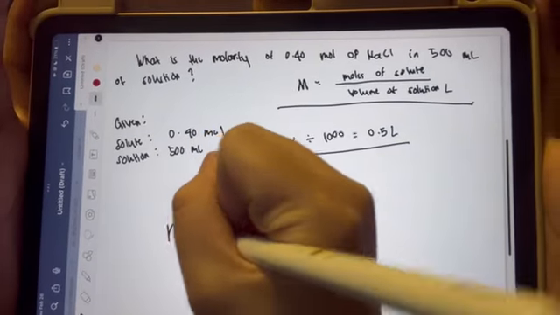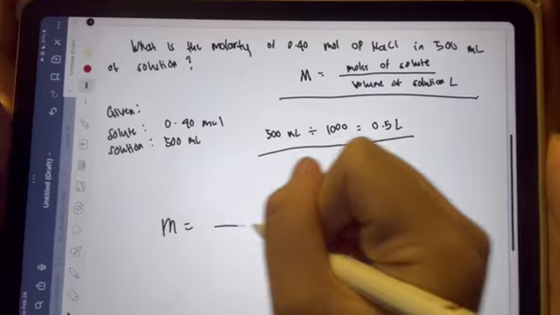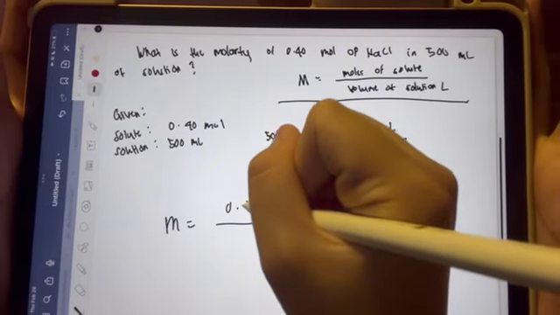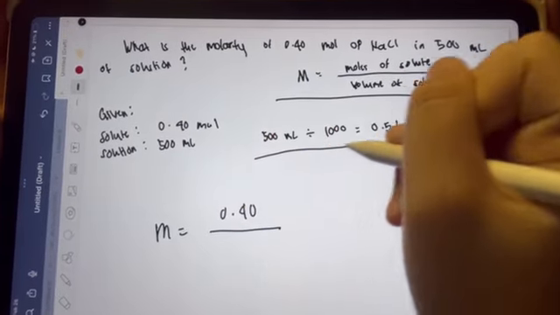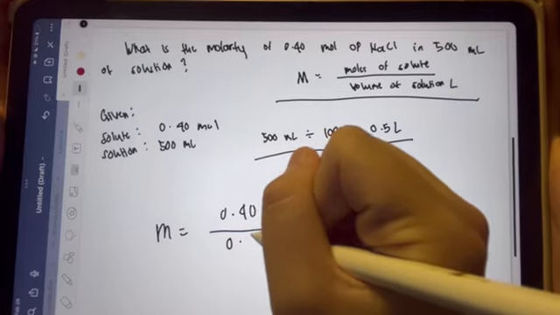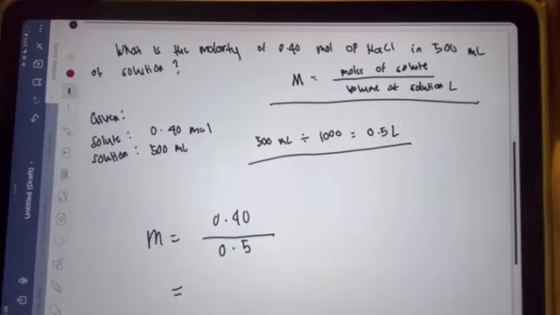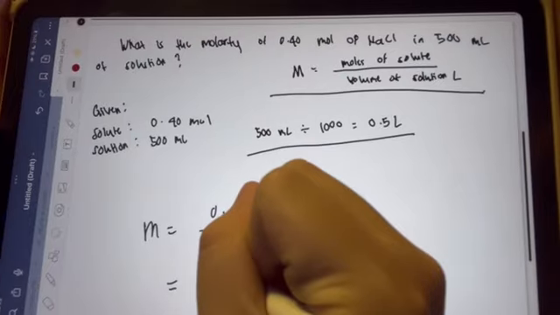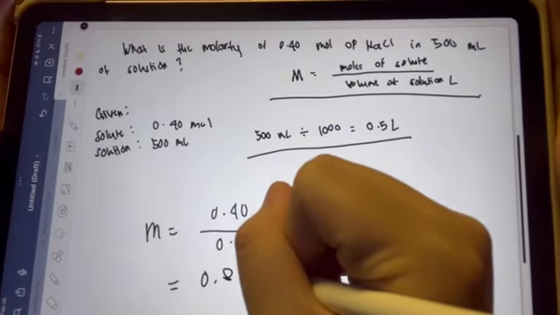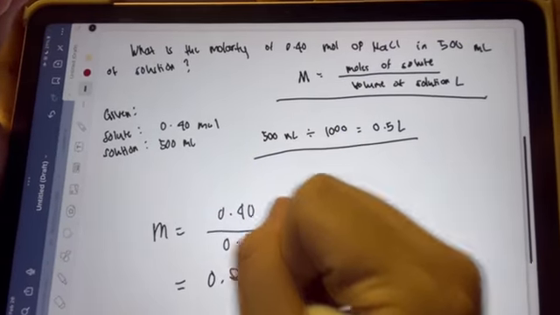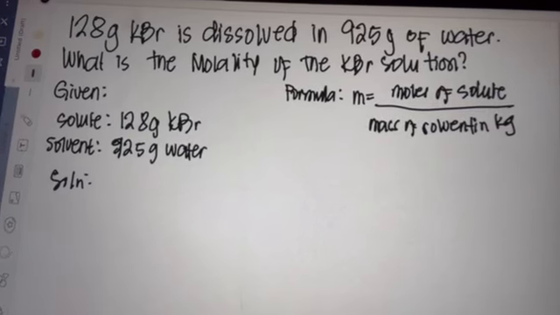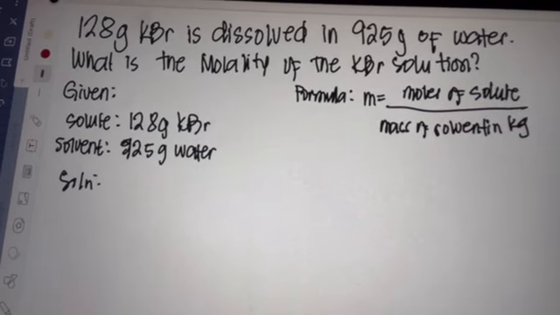So now we can proceed in solving the molarity. M is equal to 0.40 over 0.5, which is equal to 0.8 M, or molarity. The next problem is about molality.